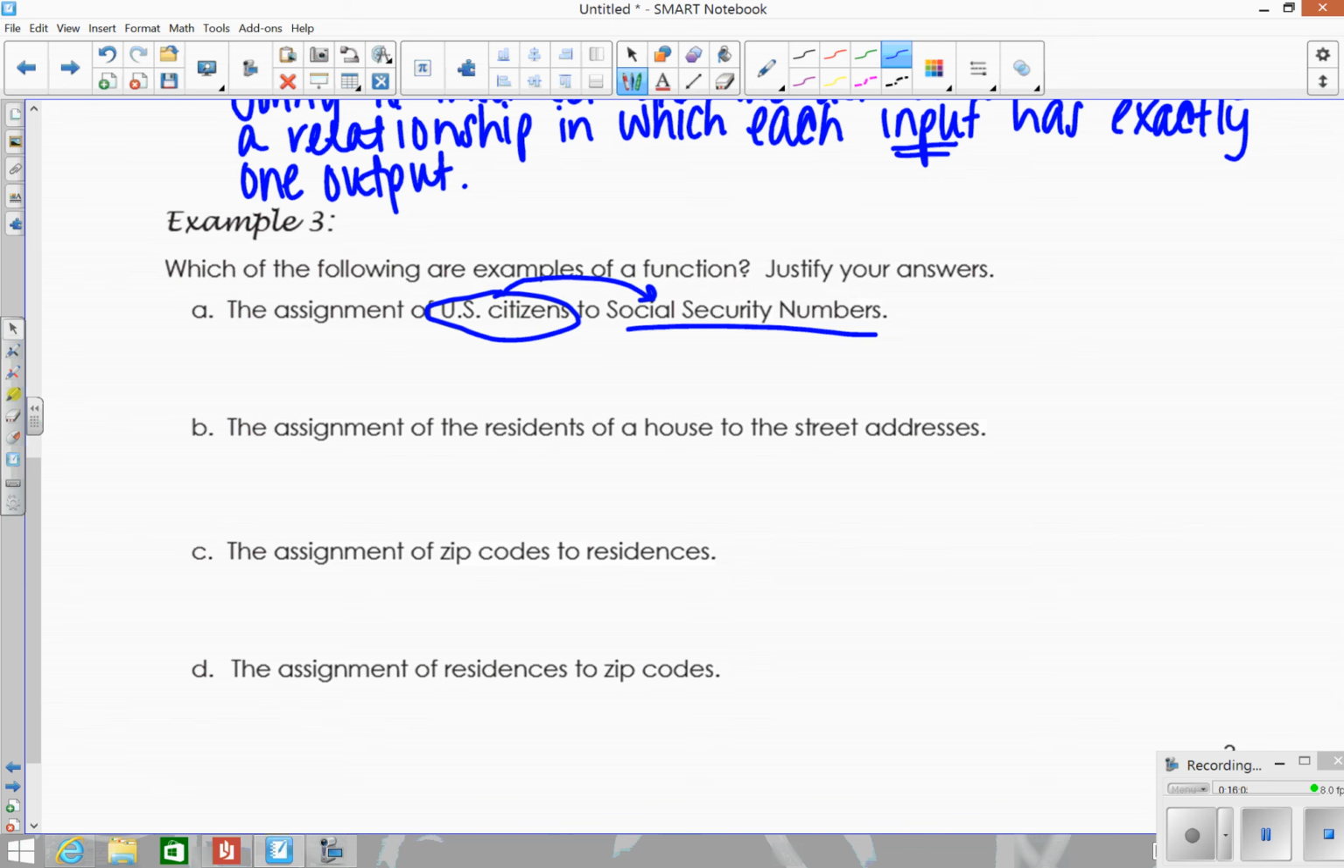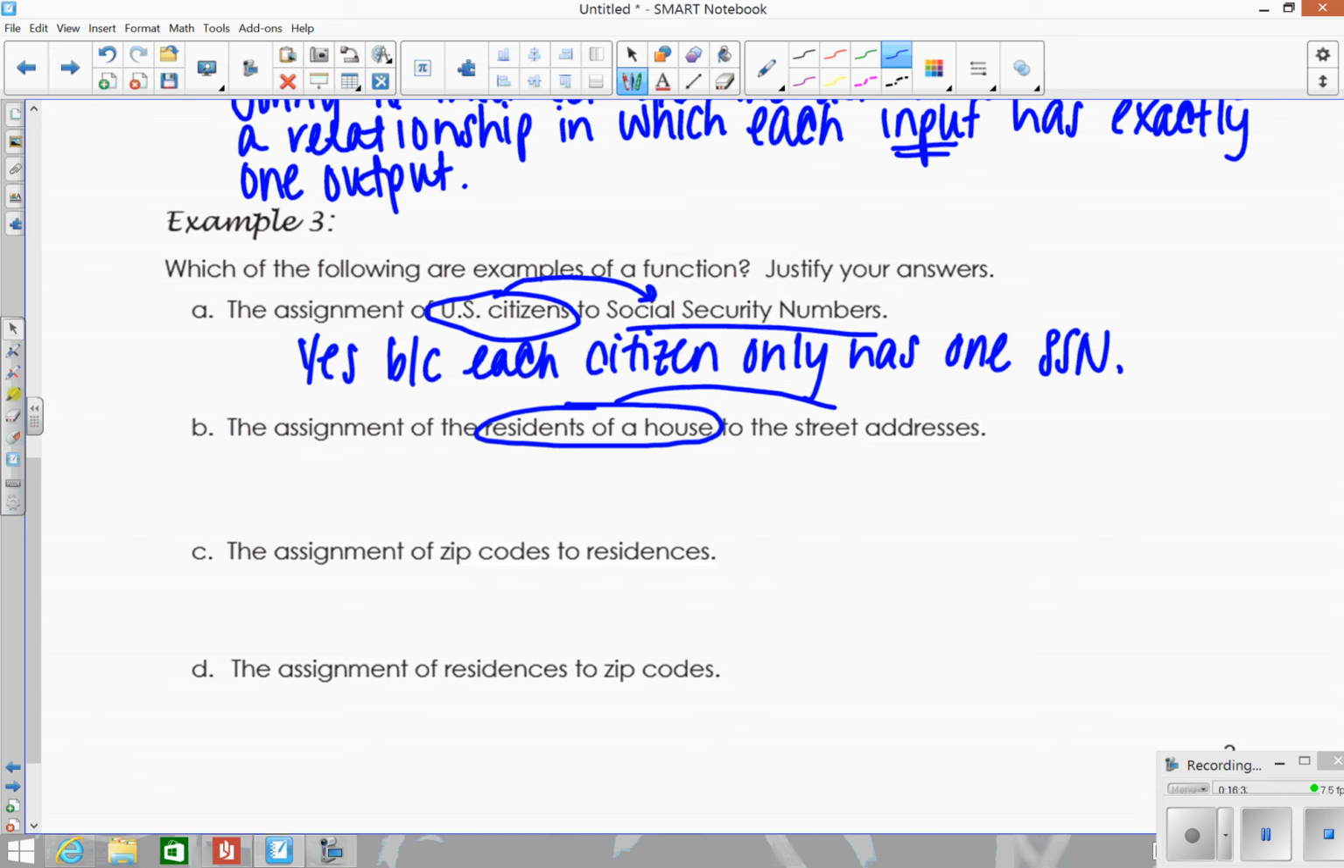And if you look at the next one, this one's saying the residents of a house, so all the people in a house, to the street address. If you have some house, there's going to be a unique street address to represent that house. So this would also be a function because even though there's multiple people in the house, say a whole family, you might have 4 people going to that same street address, if you look at each individual person, they would only have one street address.